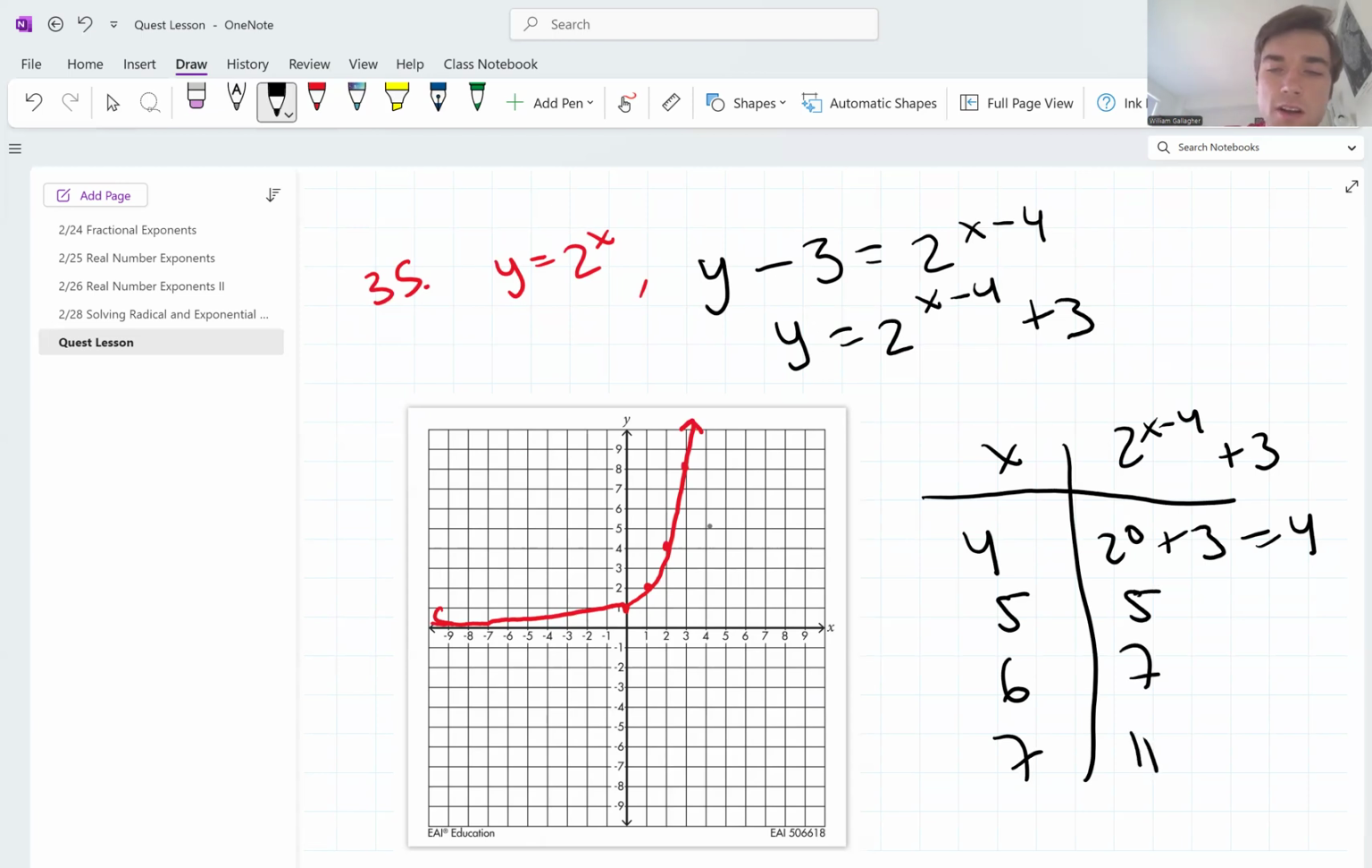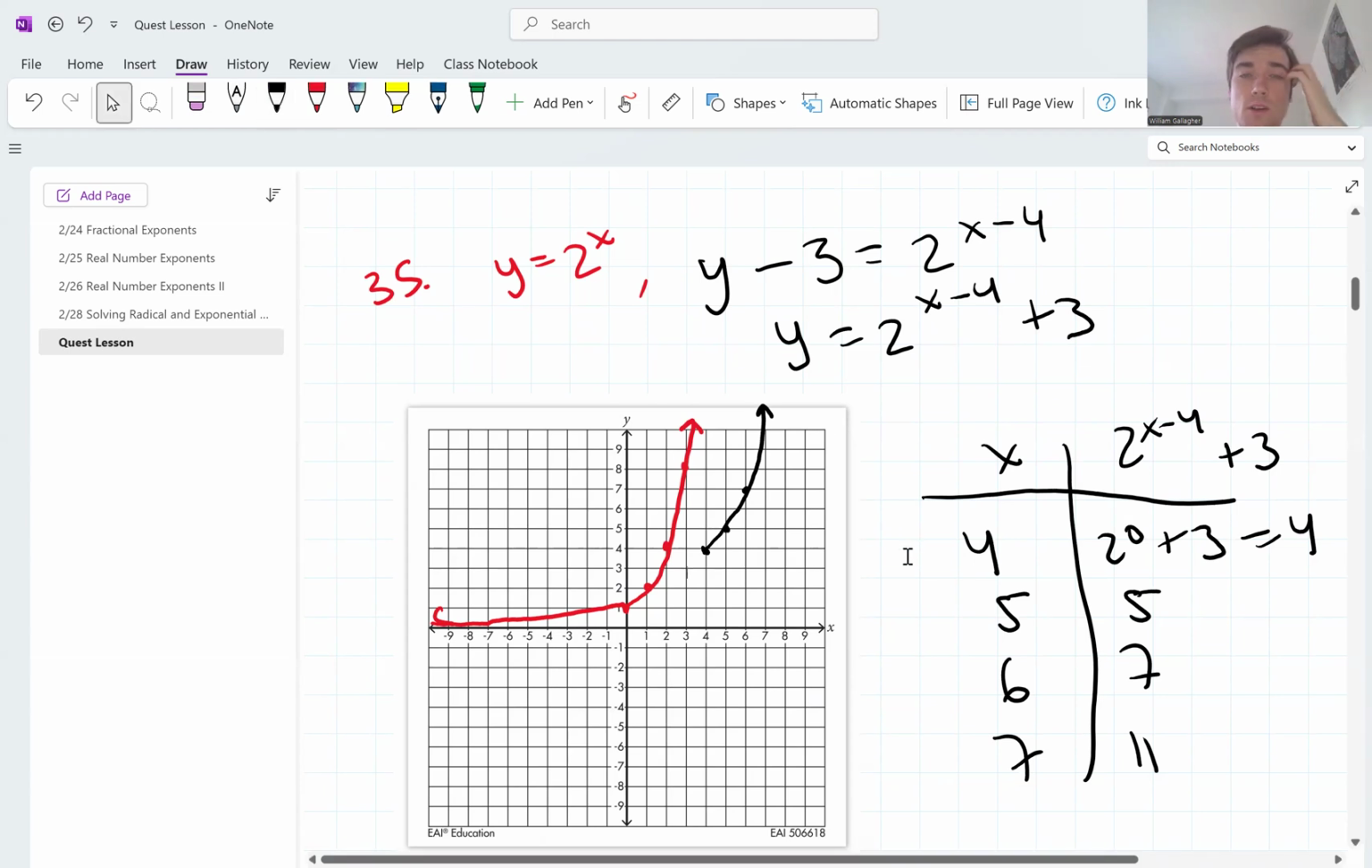So we do 4, comma 4, and then 5, comma 5, and then 6, comma 7. And then, like I said, 7 is going to be off the page. So it looks like our function is going to go something like this. And so I think the question is, well, what's going to happen when we plug in 3, 2, 1, etc.?